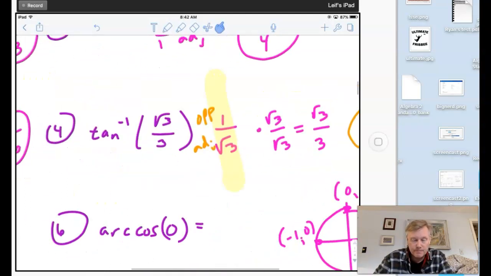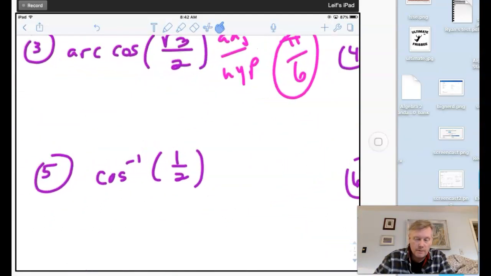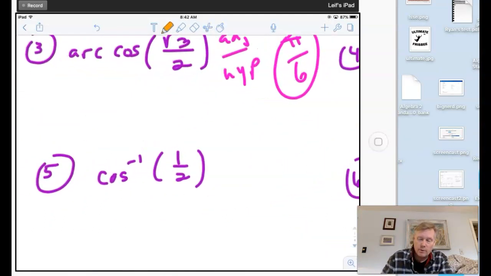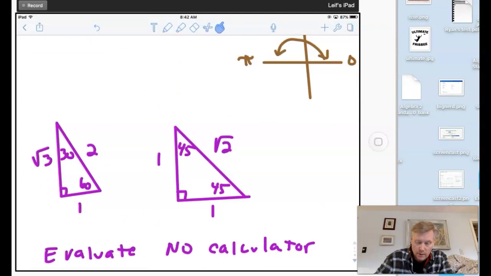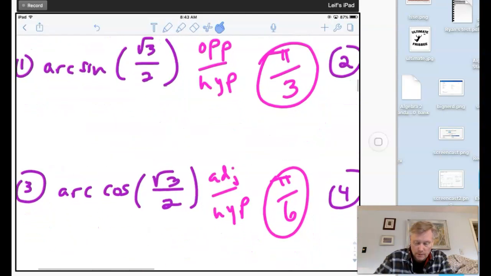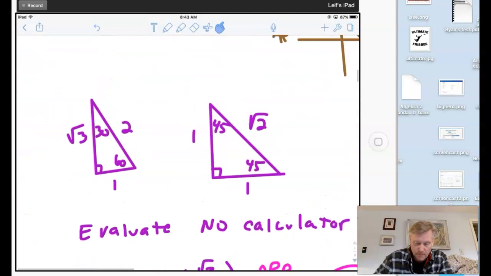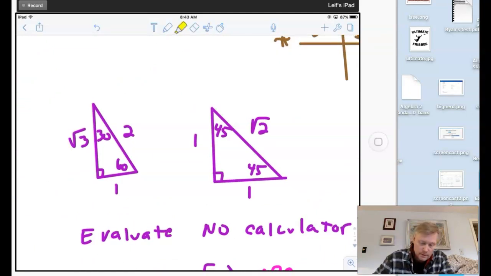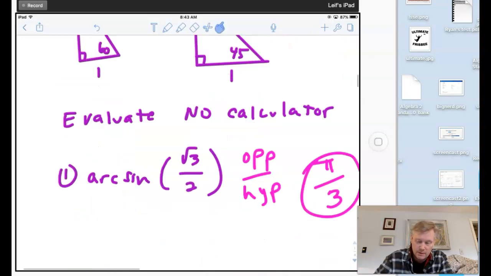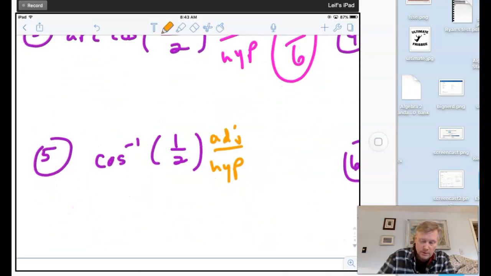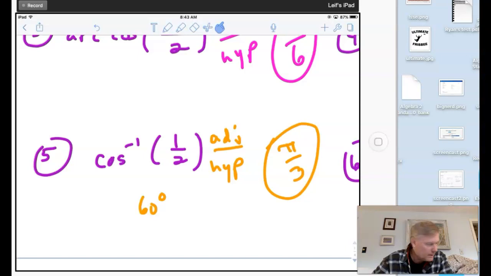There's my answer. Number 5, inverse cosine of 1/2. Remembering that the cosine is the adjacent over the hypotenuse. And adjacent over hypotenuse, we said adjacent to the 1, which would be that one. Adjacent to the 1 means next to, 60 degrees. So 60 degrees in radians is pi over 3. And that's my answer.